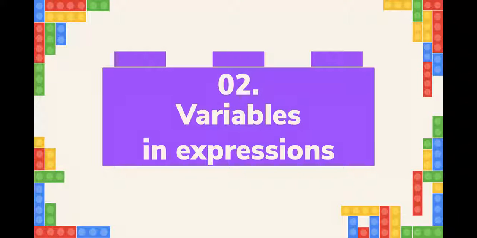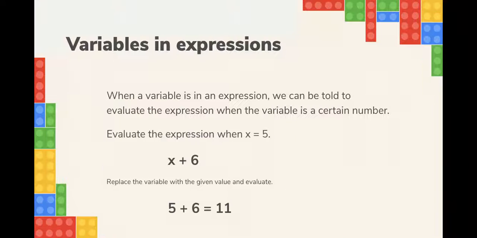A second way we can use variables is in an expression. During this topic, we'll learn more about expressions. When a variable is in an expression, we can be told to evaluate the expression when the variable is a certain number. Look at the following example. We're told to evaluate the expression when x is equal to 5. The expression is x plus 6. So we replace the variable with the given value and evaluate. We replace the x with the number 5. Evaluate the expression. 5 plus 6 is 11.